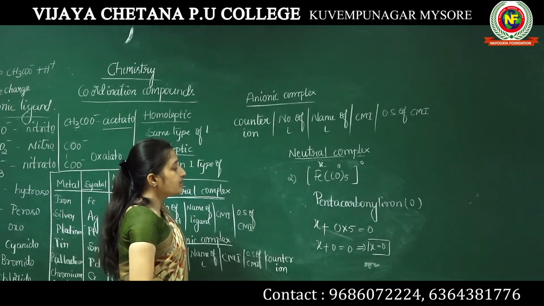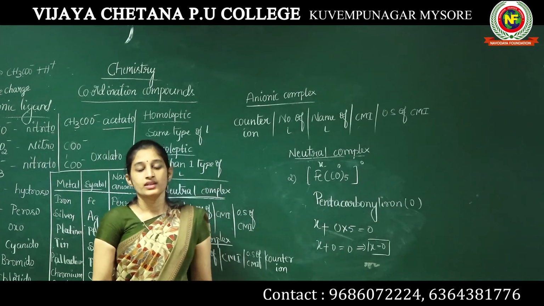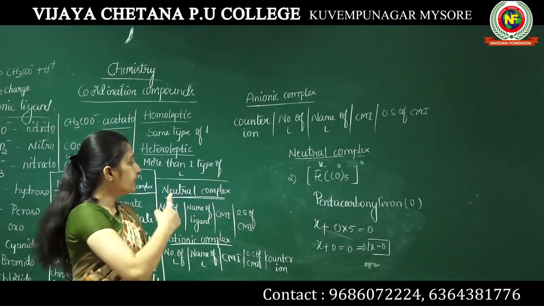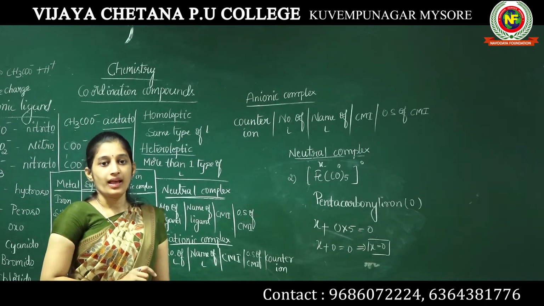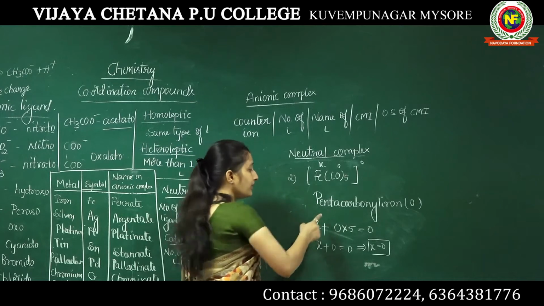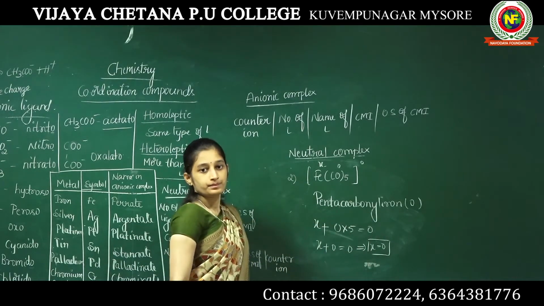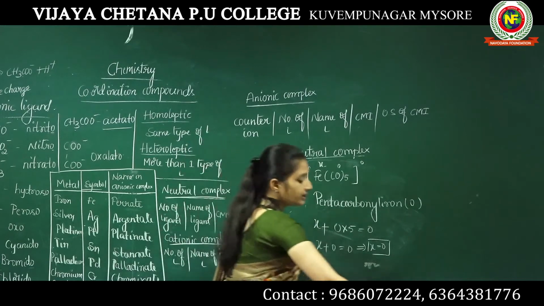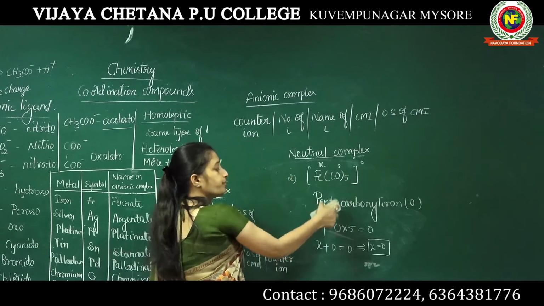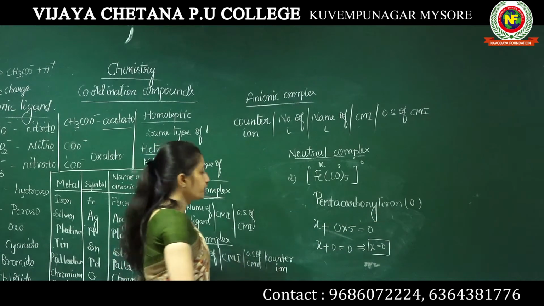What is the name for this? Pentacarbonyliron(0). This is the name for the particular compound. And here just observe this. Only the first letter is capital. The remaining letters are all small and there is no gap. This is the name, pentacarbonyliron(0), for this particular compound.